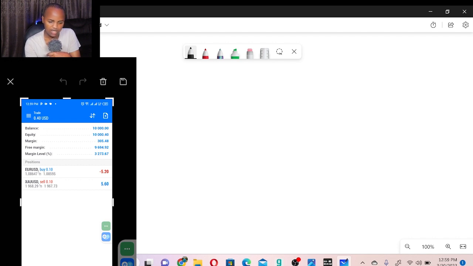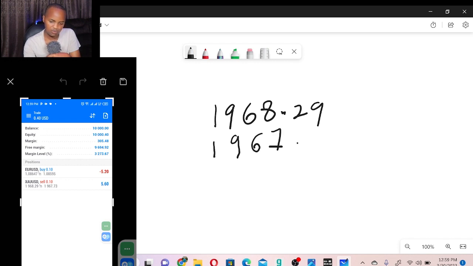Okay. So I have bought gold at 1968.29. Okay. And then the gold moved to 1967.73, so I want to see whether I'm going to get $5.6. But remember, this is a loss. So I'll just be subtracting it, but it will just be negative. No, that is selling. So it just moved from this to this. So that was selling. So it's profit. Because it is a sell; if it was on buy, it would be a loss.